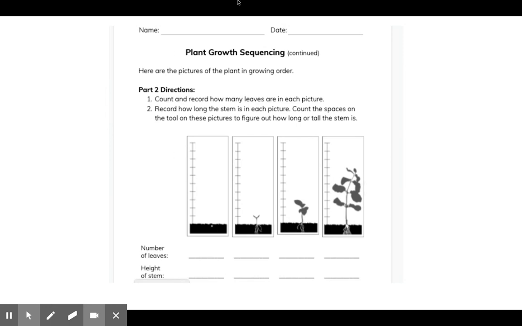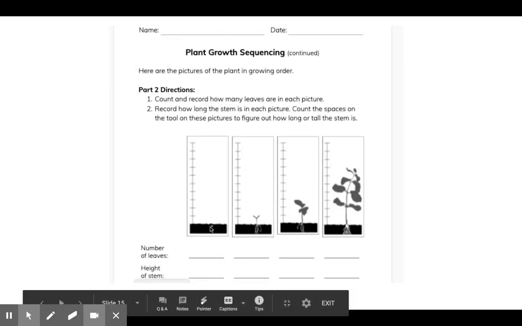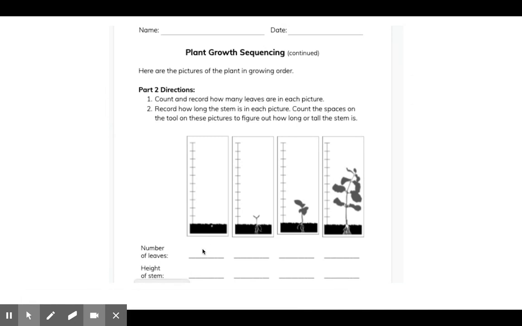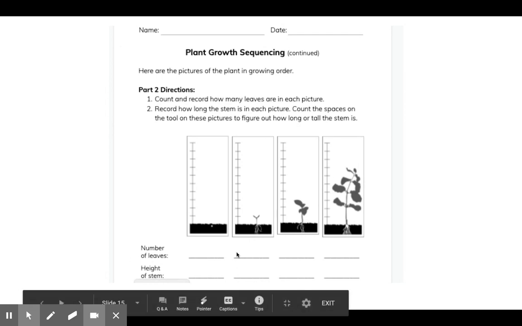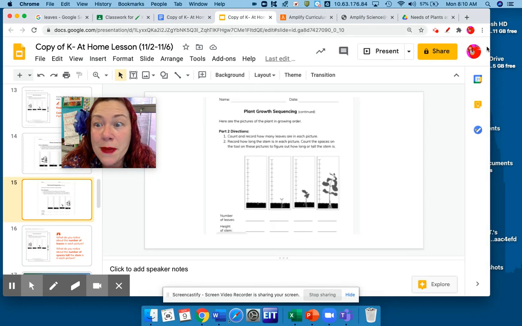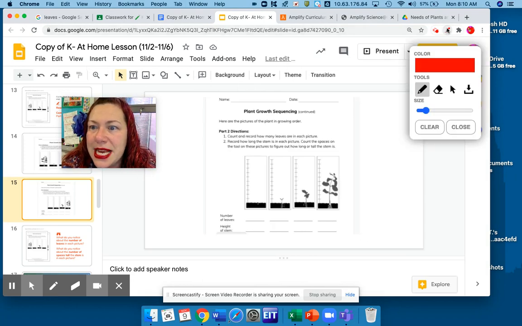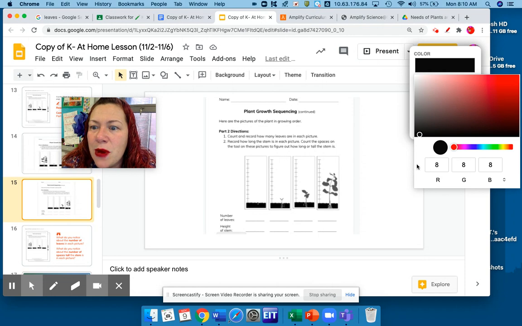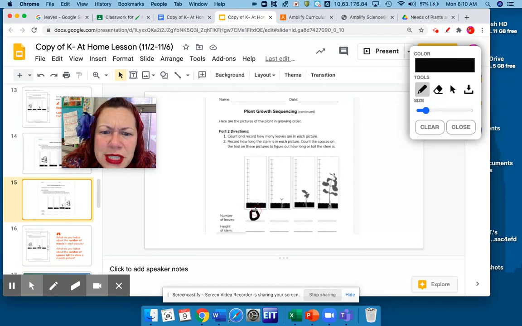Okay, what are we counting and recording, Miss Suhan? Well, you're going to count and record the number of leaves in each picture. So in the first picture with the seed, the number of leaves, let's look. There are no leaves. And in math and science, we use the number 0 to show that there is no observable leaf in the picture. And a 0 looks like this. I'm taking my little pen out and I'm writing it too. A 0 looks just like this. So there are 0 leaves.